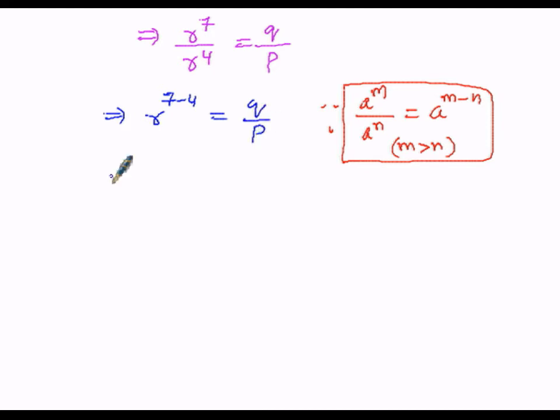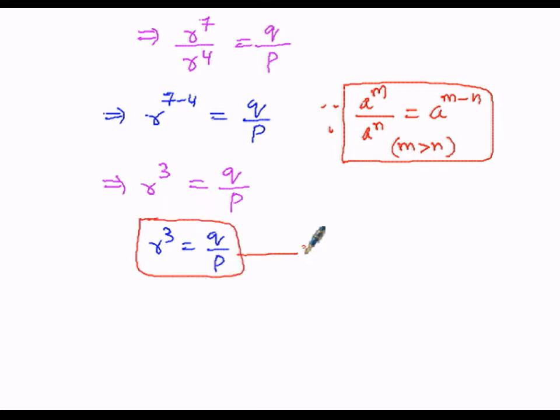Then the next logical step is r to the power of 7 minus 4, that is 3, equals q divided by p. Let us write this condition, r to the power of 3 equals q by p, as the fourth equation.